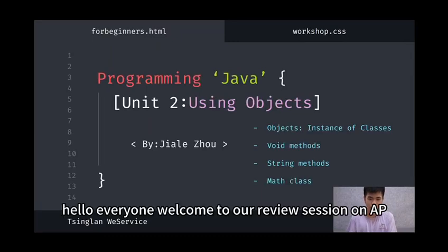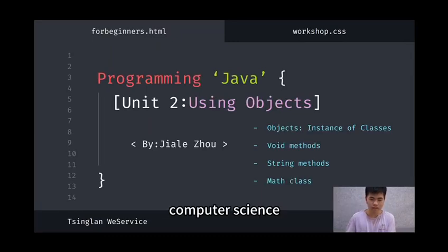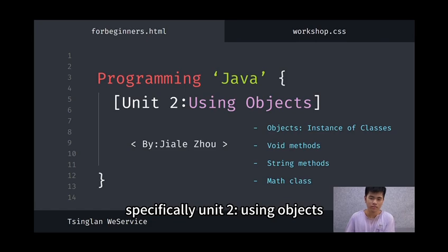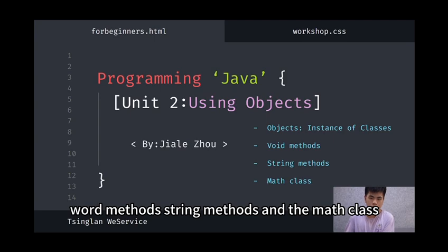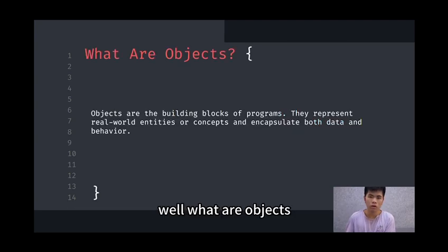Hello everyone, welcome to a review session on AP Computer Science today, specifically Unit 2, using objects. In this session we'll dive into important concepts such as objects, void methods, string methods, and the Math class, so let's begin. Well, what are objects?